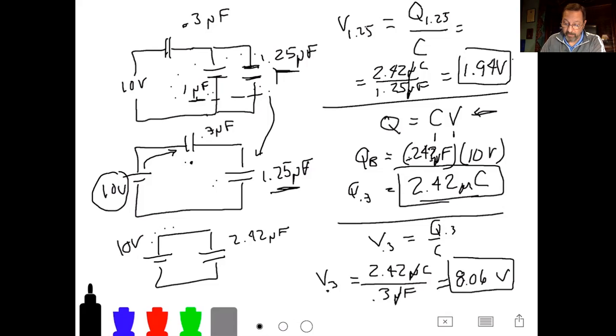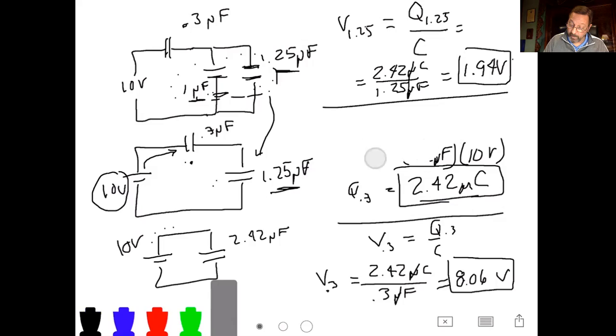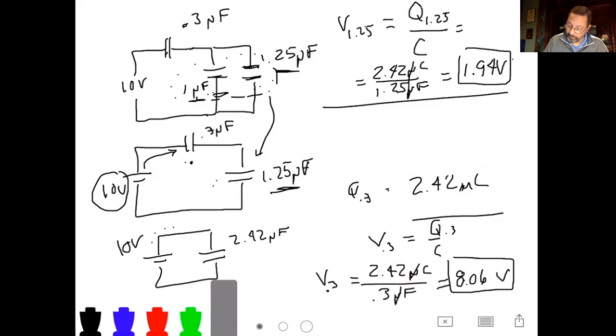So there's 1.94 volts across the 1 microfarad capacitor. There's 1.94 volts across the 0.25 microfarad capacitor. And that's useful to use because now the last question says, okay, how much charge is on each? And I'm going to leave that number right there. That's the charge that's on the 0.3 microfarad capacitor.